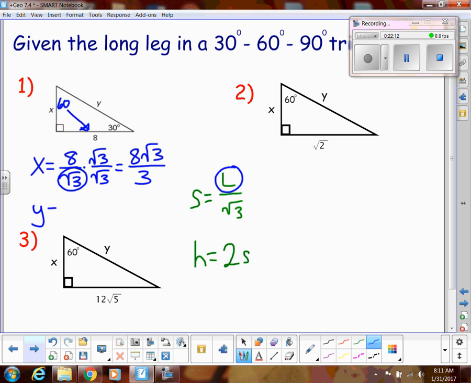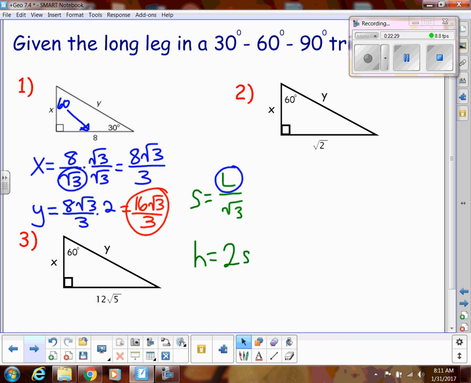So now for the y, which is the hypotenuse, I'm just going to double that. So I'm going to take 8 root 3 over 3 and multiply it by 2. So that's just going to be, remember, multiply the numbers outside. So that'll be 16 root 3 over 3.